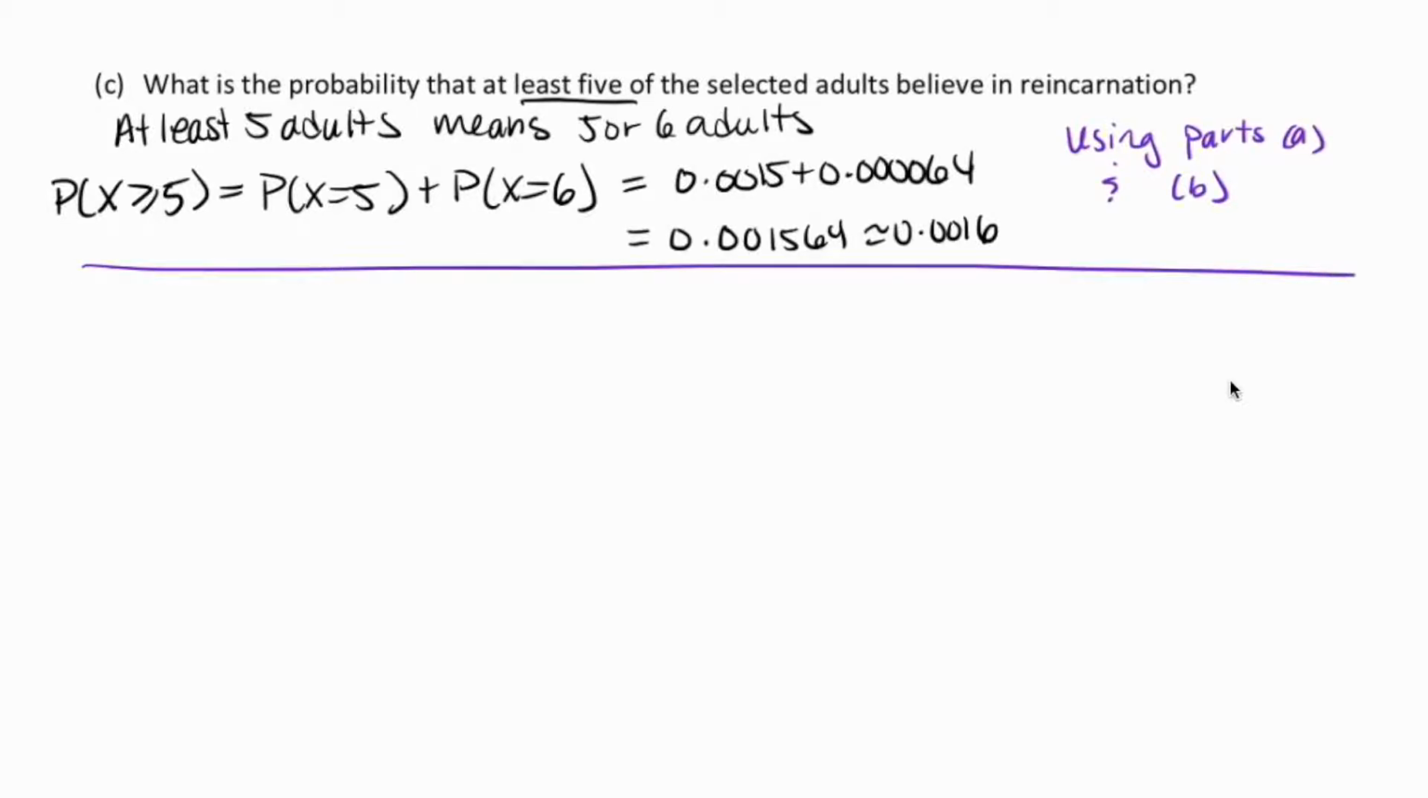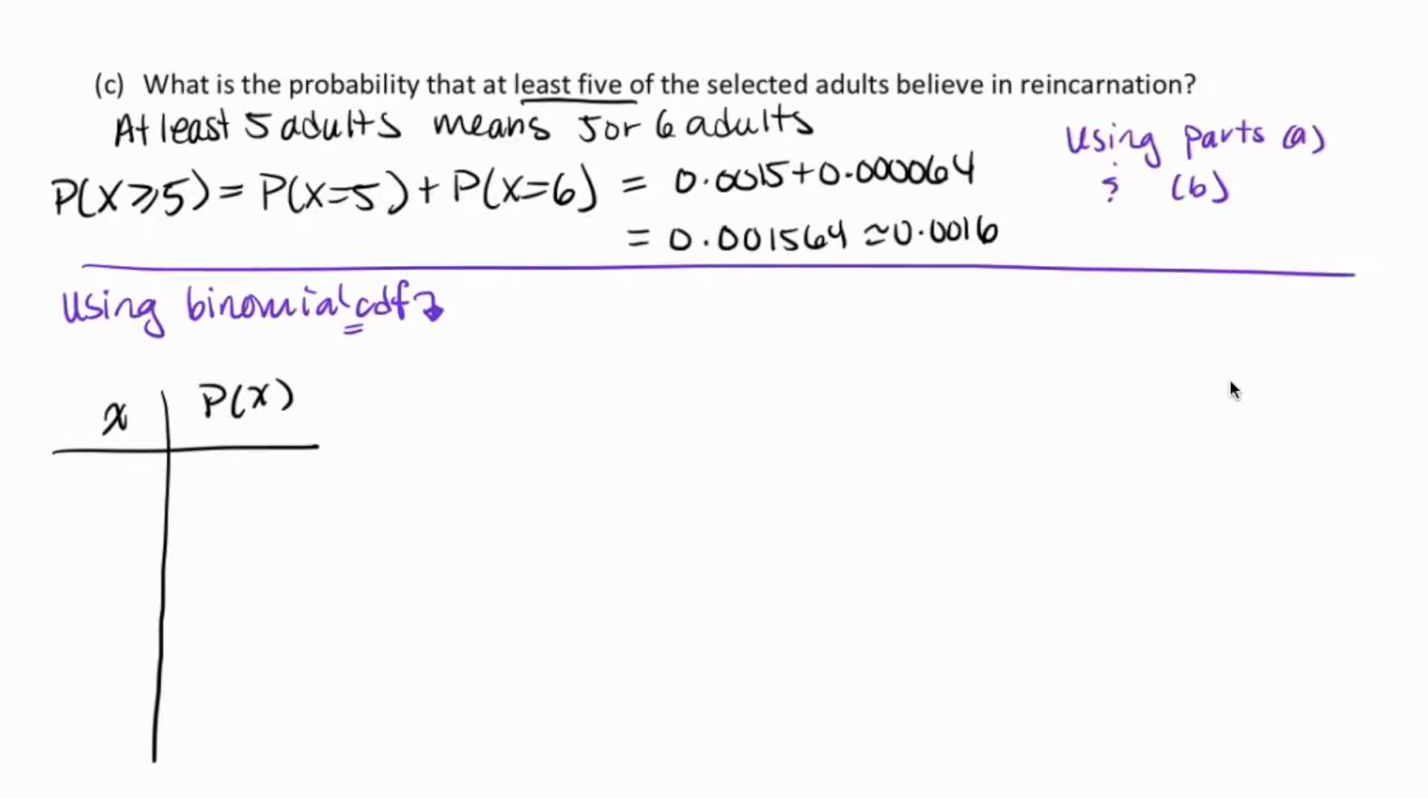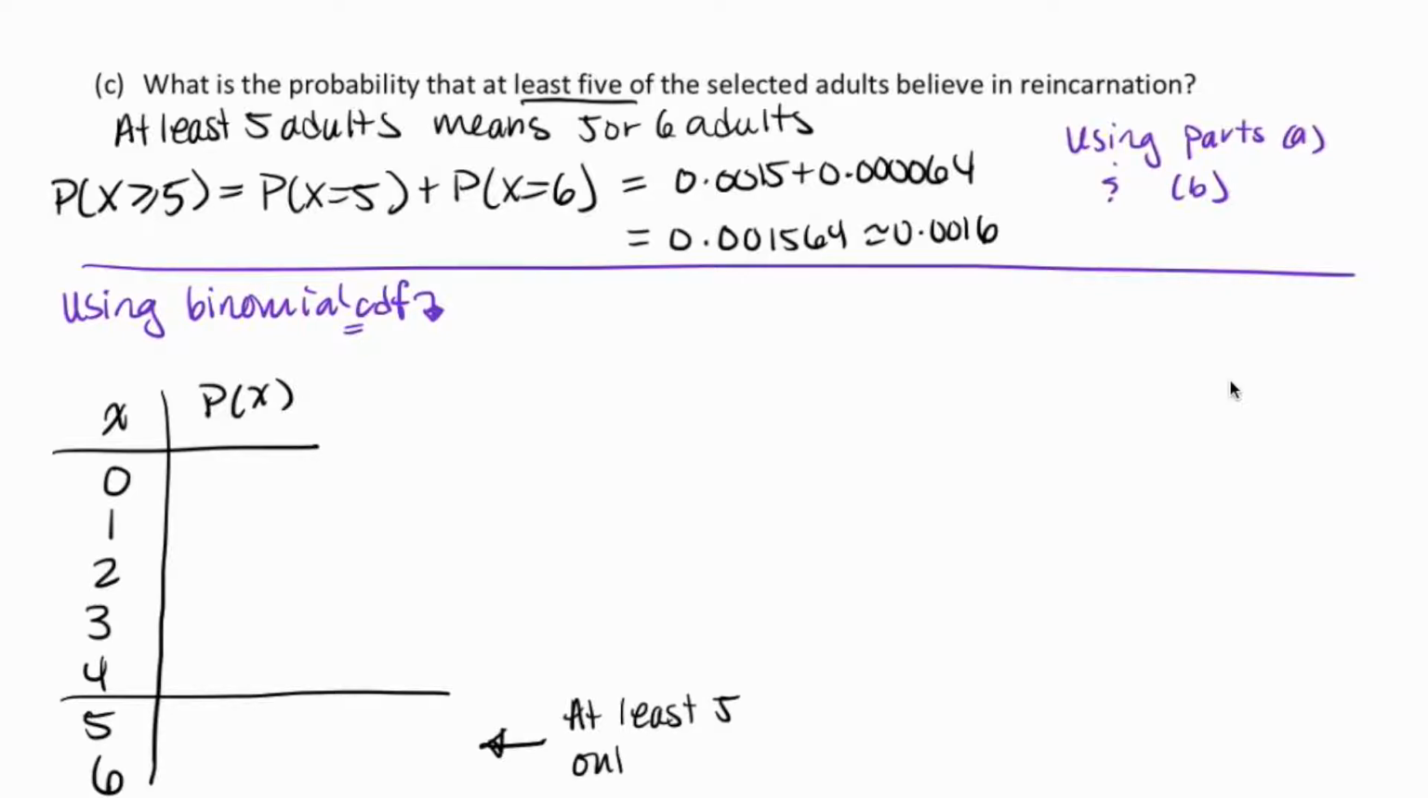Down below, we're going to use binomial CDF. And that C means cumulative, so it counts up from 0 until the indicated probability. So let's start off with a table. Here's our random variable x and our probability of x. And we have 6 adults. At least 5 is 5 or more, so here is what we're interested in. So at least 5 out of 6.